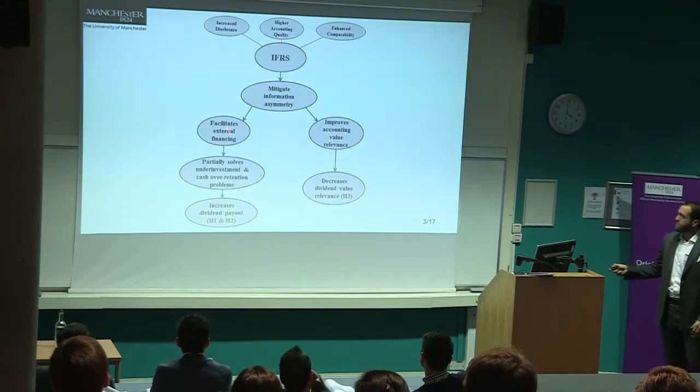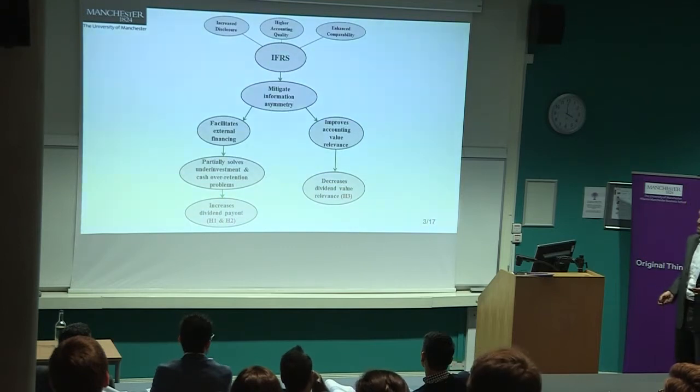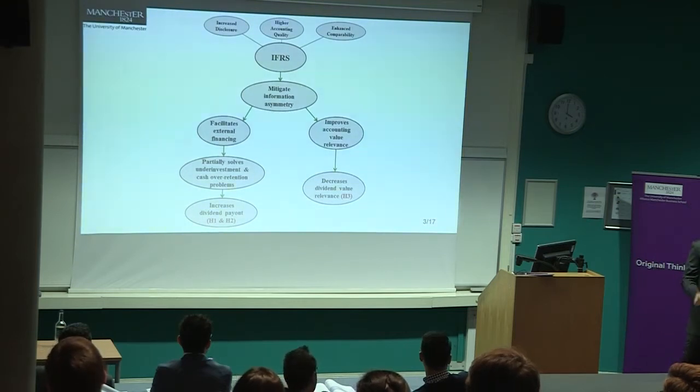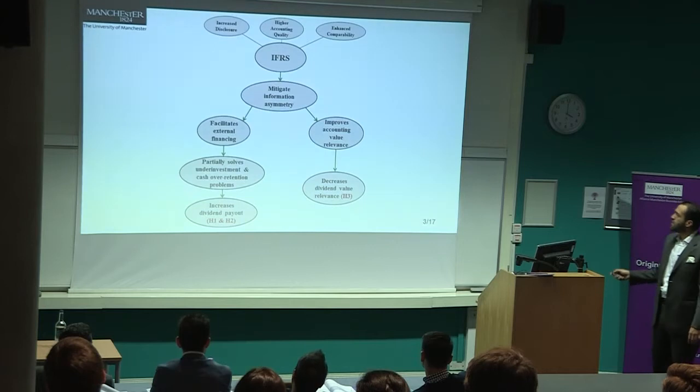In the first path, this mitigation of information asymmetry, according to Myers and Majluf 1984 in their similar paper, they show that less information asymmetry facilitates external financing, equity financing and debt financing, and this partially solves the underinvestment problem and the cash over-retention by firms, and therefore there is no need to retain the same amount of cash inside the firm. Thus, we would expect these managers to pay more dividends. I'll explain later what H1 and H2 are.